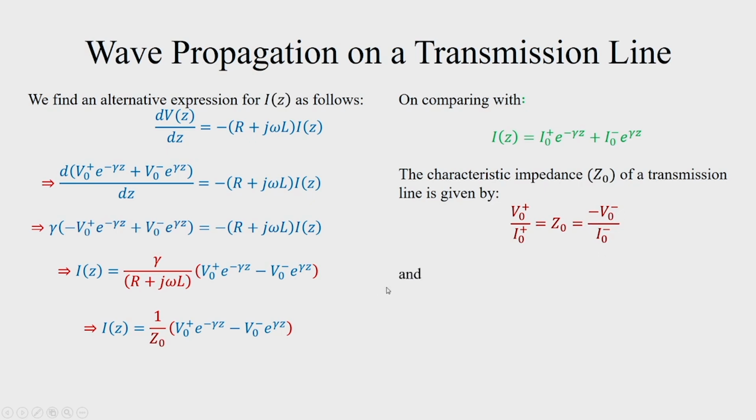Now, in terms of the parameters of the transmission line, Z naught is equal to (r plus j omega L) divided by gamma, which is equal to root of (r plus j omega L) divided by (g plus j omega C), if we substitute the expression for gamma. It may be noted that Z naught is a function of the operating angular frequency omega.